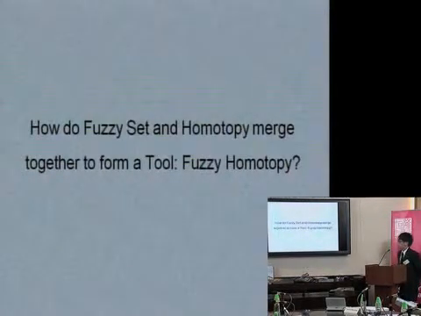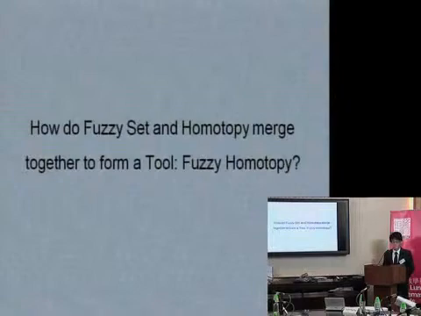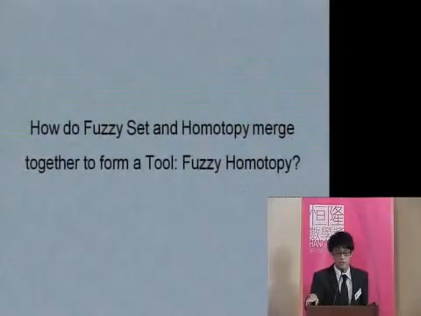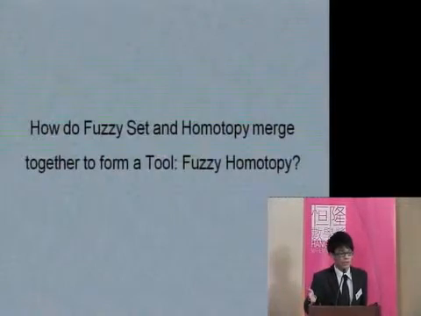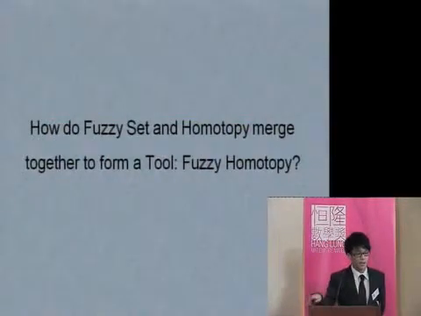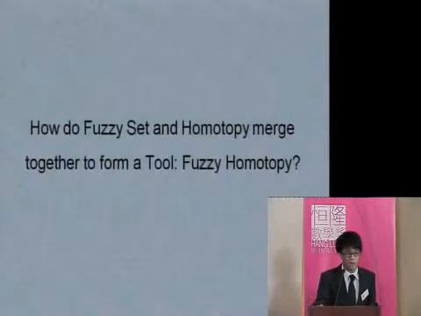Then, through some terminology, we create this fuzzy homotopy, but does it really have some real applications? If not, it is quite useless. So, in the following, I will present one important example to illustrate my point that this fuzzy homotopy actually has some real applications in our daily work.